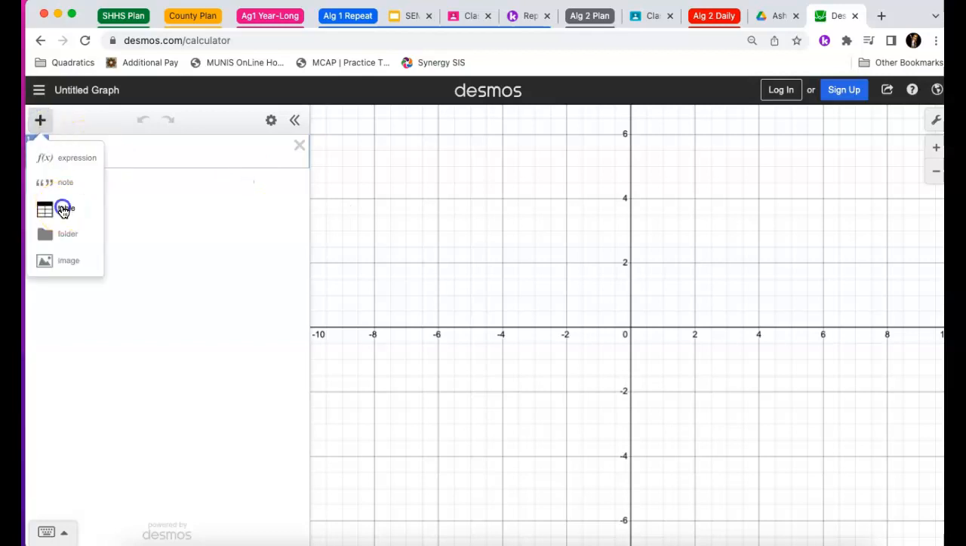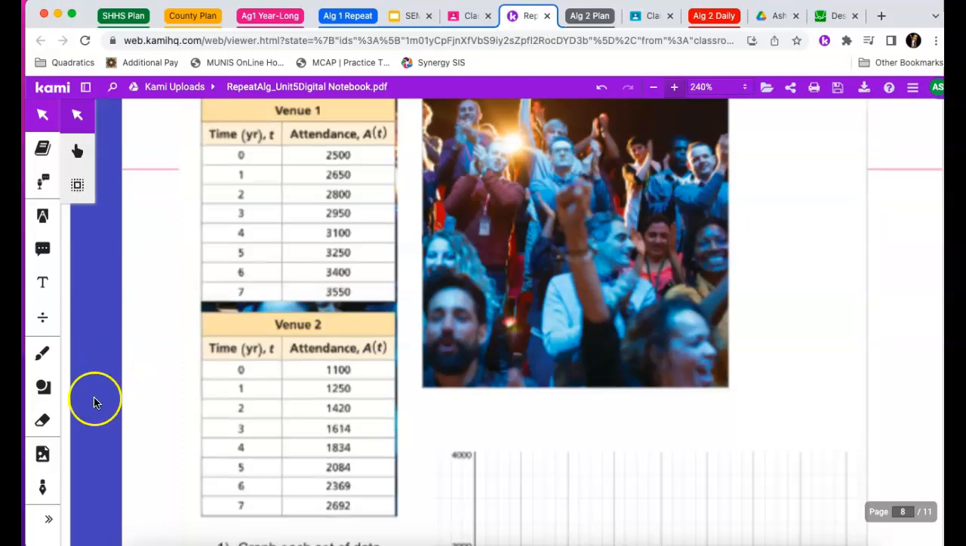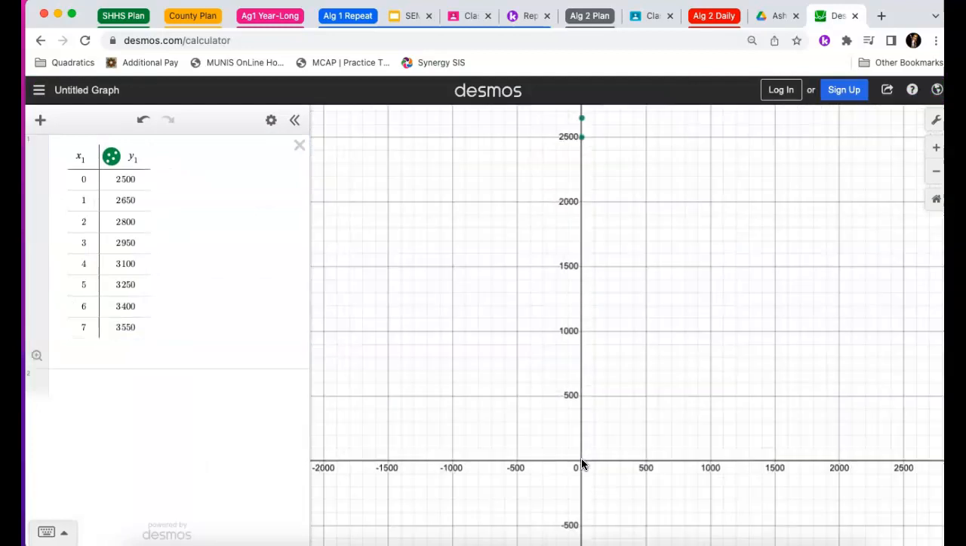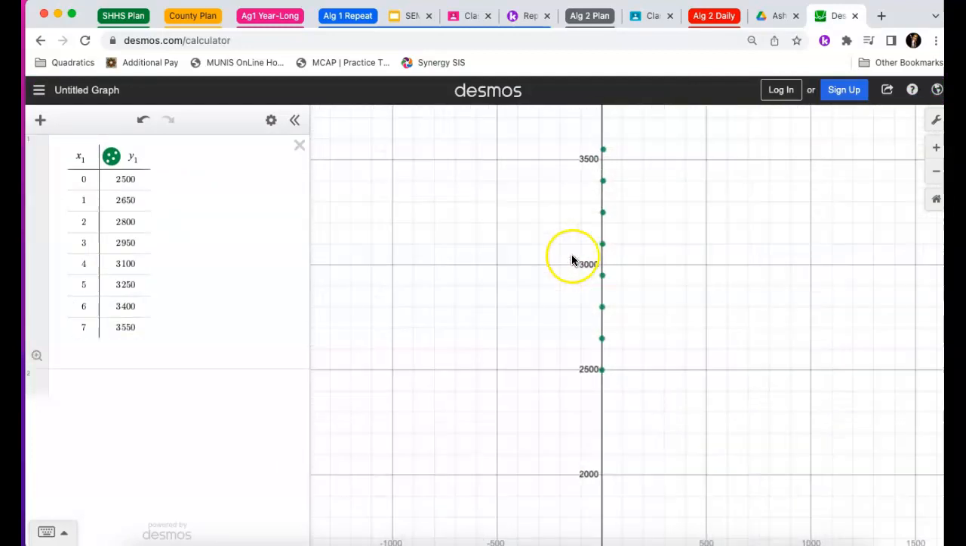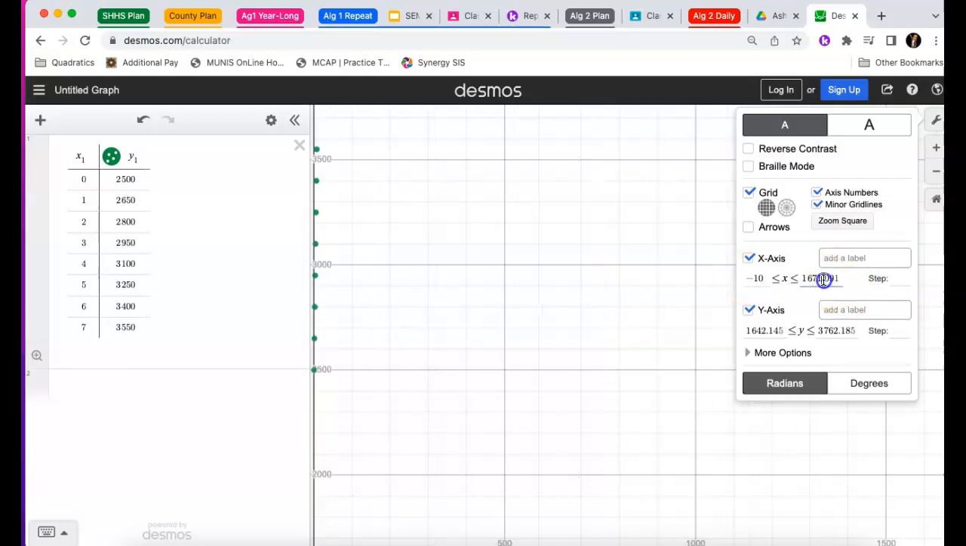So we're going to go to Insert Table, and then we're going to type in all of the values of that table. So I'm going to go ahead and do that really quick, put that into Desmos, and then we'll graph it on our paper. So I can zoom out to see my data. I'm going to change my options so that I can see my data nicely.